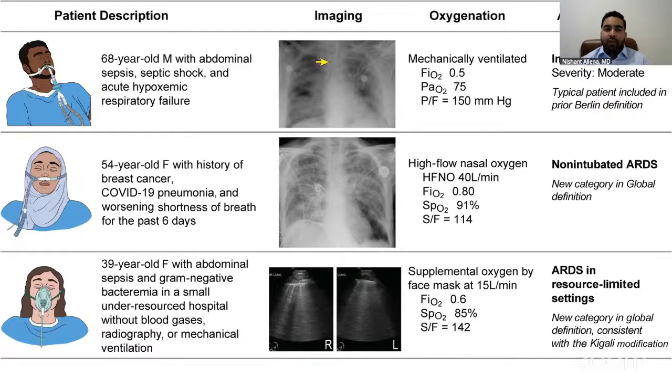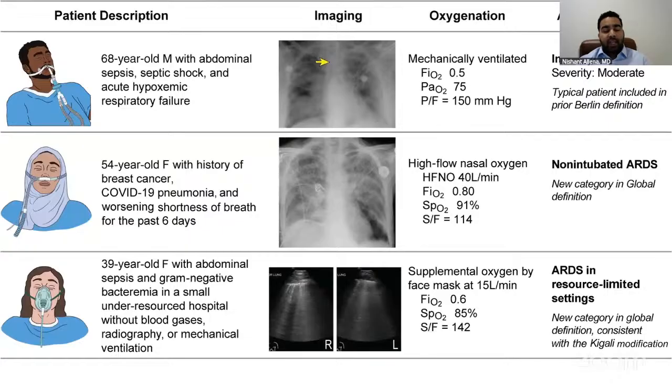Now, typically, this is the patient who would have been captured in your Berlin definition, but we're coming to the next case, wherein you have a 54-year-old female, this time with a history of breast cancer, COVID pneumonia, and worsening shortness of breath. As you can see, the X-ray still shows bilateral infiltrates, but she's not intubated. She is not on a BiPAP device. She's not receiving any positive end expiratory pressure. And if you look at her oxygenation parameters, you have the high flow nasal oxygen at 40 liters per minute. You have an FiO2 of 0.8 and you have an SpO2 of 91%.